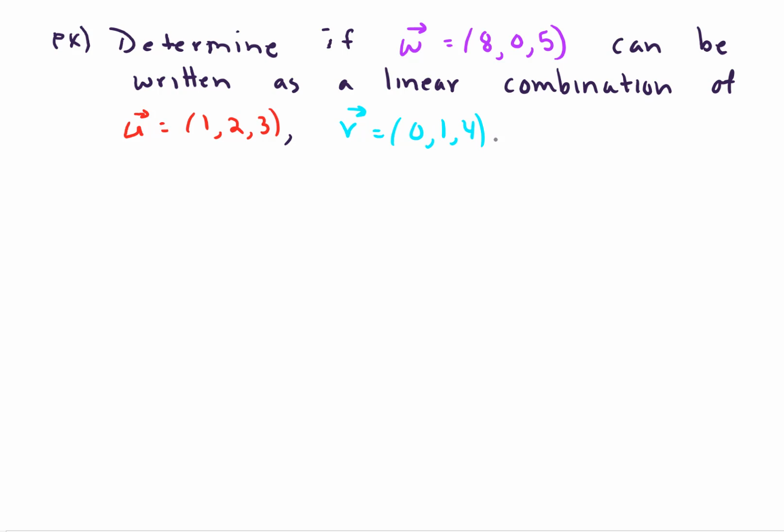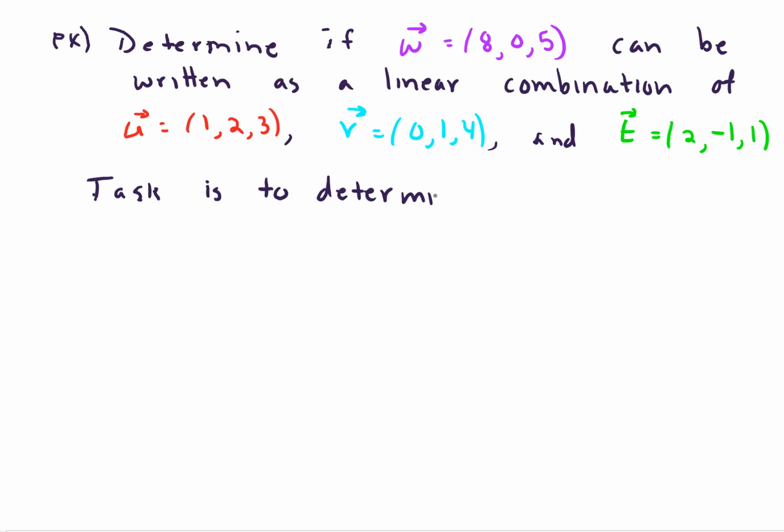And vector T, so let's get a different color here. We'll get our green color here. Vector T is 2, negative 1, 1. All right, so here's our task. Our task is to determine scalars A, B, and C. And again, these are going to be real numbers. So A, B, C are elements of the real numbers.